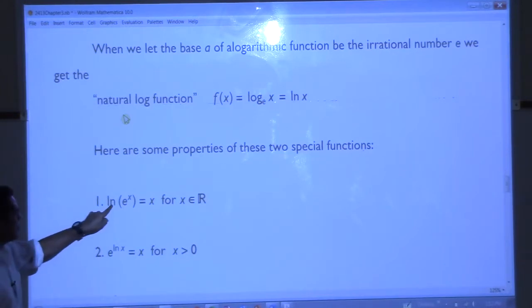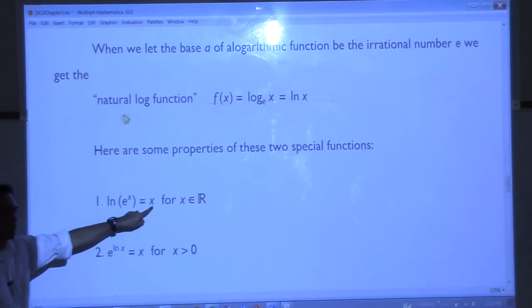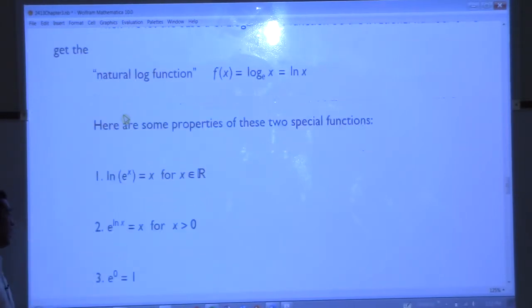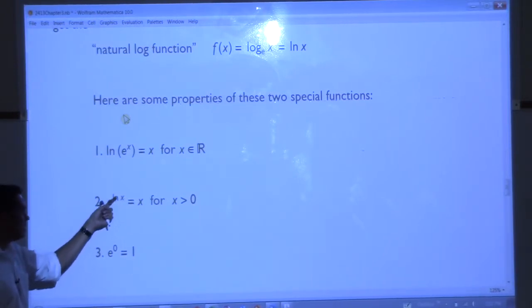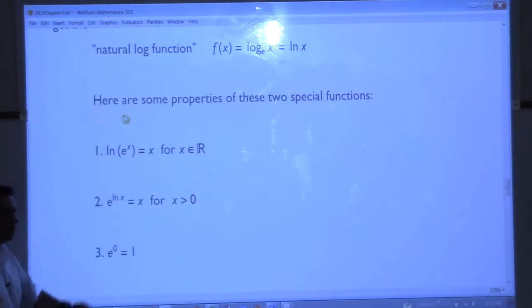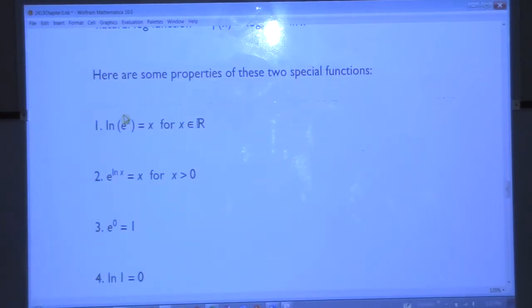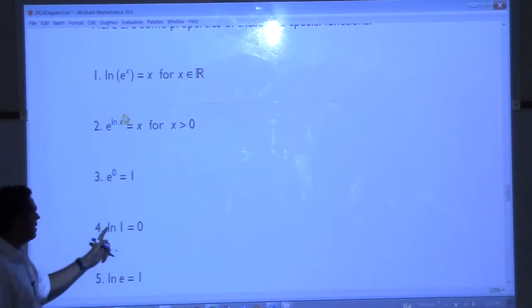If you take natural log of e to the x, these kill each other off, and all you get is what's up here, it just drops out. And if you do it the other way, if you raise e to the natural log of x, so you're composing the two functions together, they kill each other off and you just get the x. We all know e to the 0 is 1. And we all hopefully know that natural log of 1 is 0.